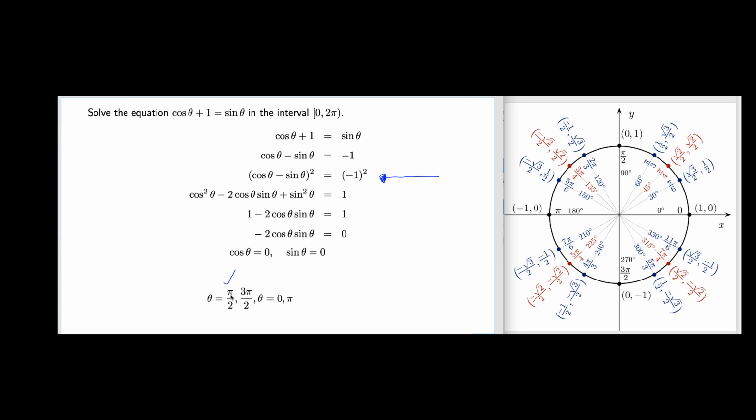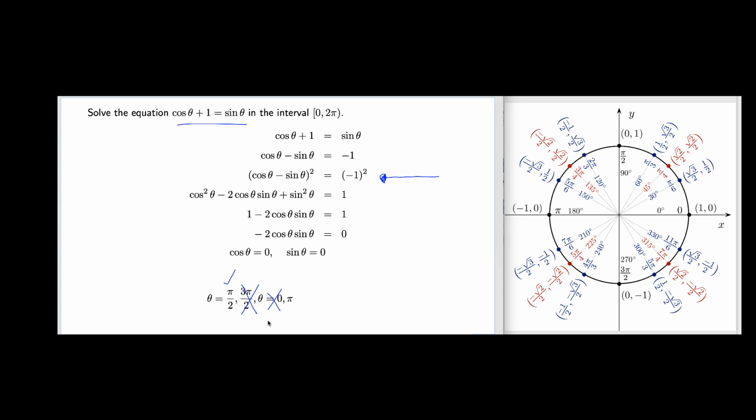3 pi over 2. Cosine of 3 pi over 2 is 0. Sine of 3 pi over 2 is -1. So plugging in 3 pi over 2 would give me 0 plus 1, or 1 on the left, and -1 on the right. So 3 pi over 2 does not work. What about 0? Cosine of 0 is 1. Sine of 0 is 0. So on the left, I'd be getting 1 plus 1, or 2. On the right, I'd be getting 0. So 0 does not work.